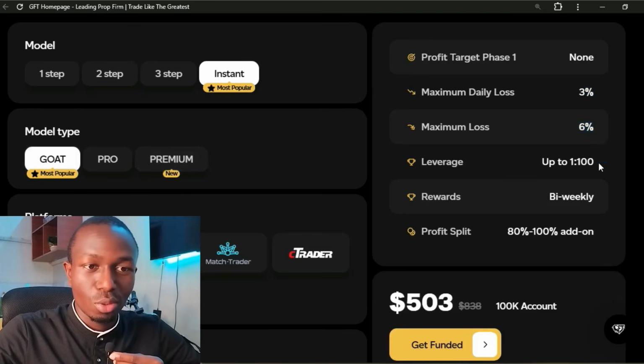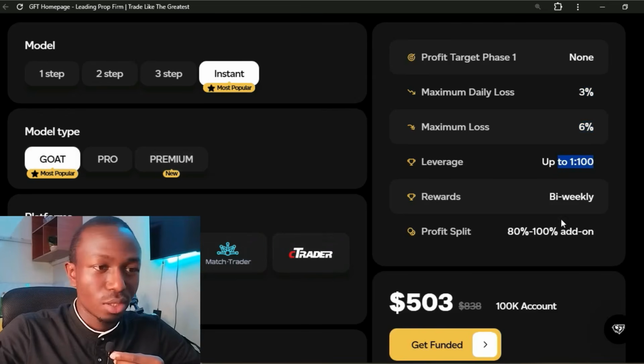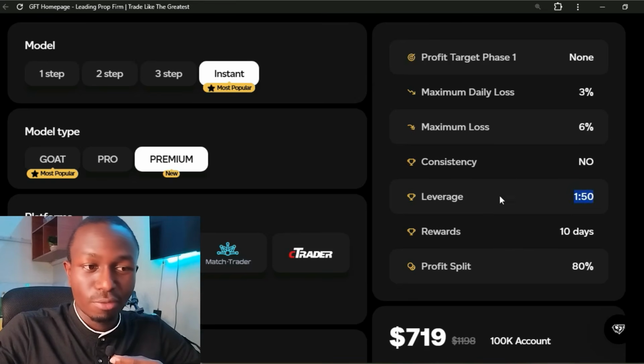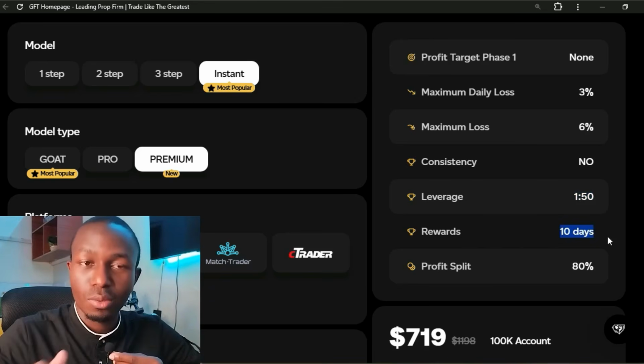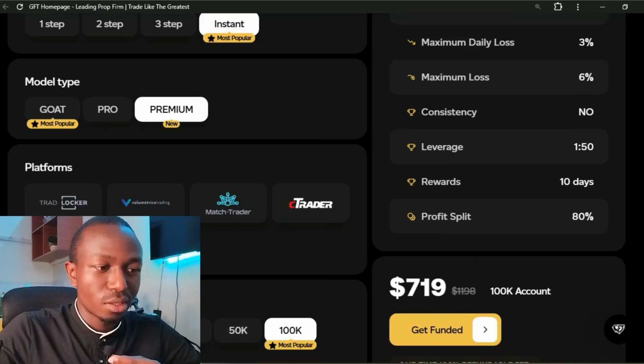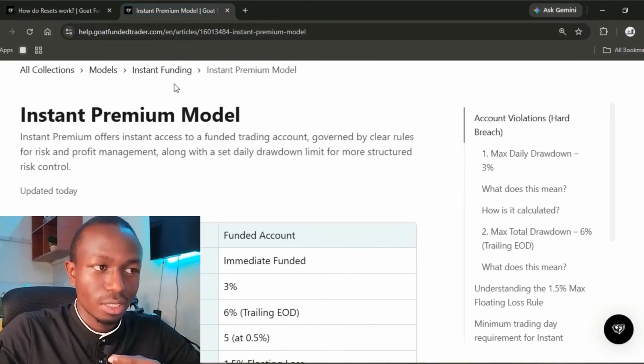On the GOAT, you have a leverage of up to 1 to 100. Payouts are paid bi-weekly, every 2 weeks. And the profit split, you can get up to 100% if you use the add-on. On the premium, there's no consistency rule. The leverage is a bit lower, 1 to 50. The rewards are paid in 10 days, unlike the other one, which was 14. And the profit split is fixed at 80%. So let's look at these accounts in detail.